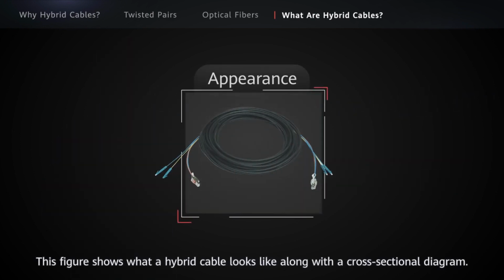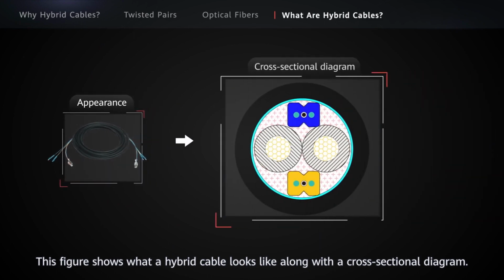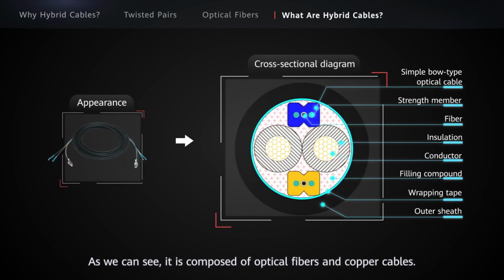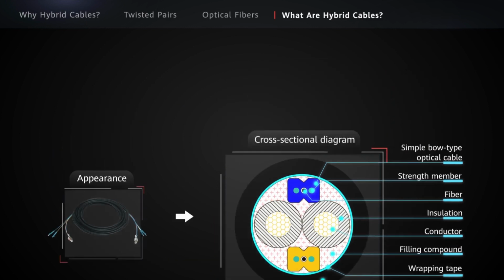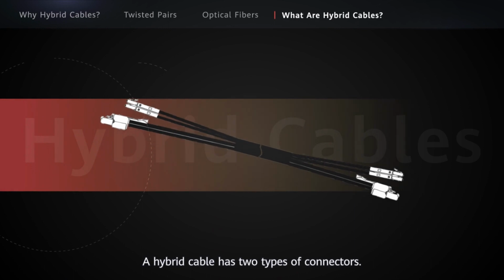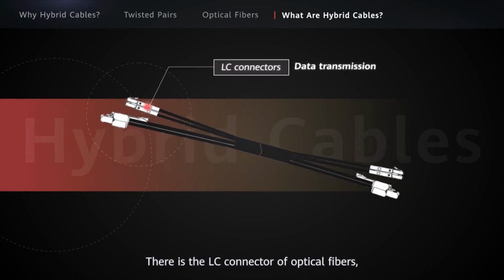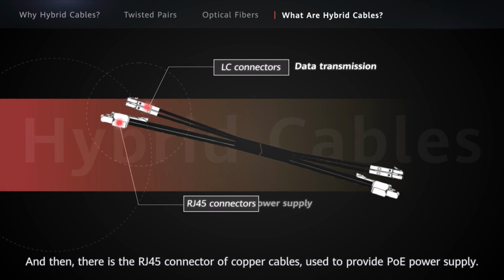This figure shows what a hybrid cable looks like along with a cross-sectional diagram. As we can see, it is composed of optical fibres and copper cables. A hybrid cable has two types of connectors. There is the LC connector of optical fibres used for data transmission, and then there is the RJ45 connector of copper cables used to provide PoE power supply.